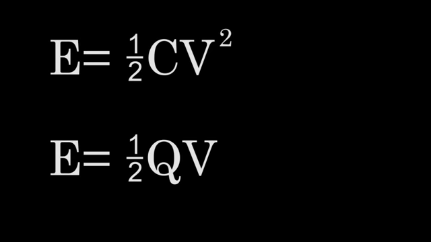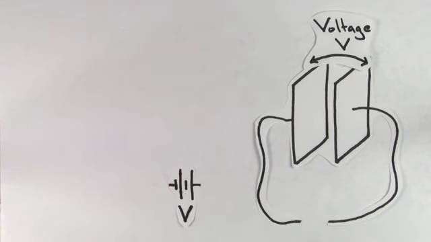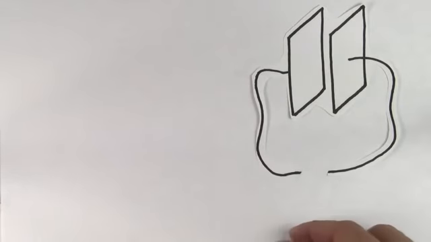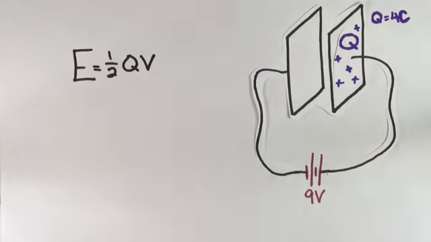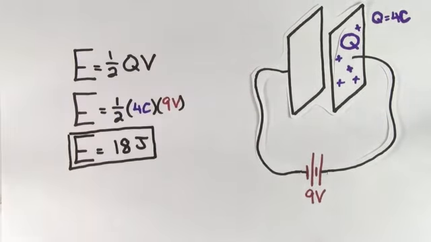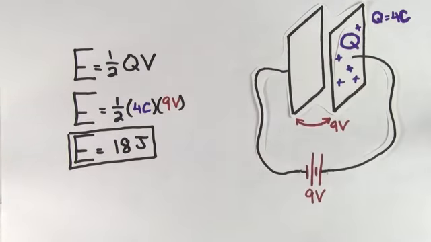But you have to be careful. The voltage V in these formulas refers to the voltage across the capacitor. It's not necessarily the voltage of the battery in the problem. If you're just looking at the simplest case of one battery that has fully charged up a single capacitor, then in that case, the voltage across the capacitor will be the same as the voltage of the battery. So if a 9-volt battery has charged up a capacitor to a maximum charge of 4 coulombs, then the energy stored by the capacitor is going to be 18 joules, because the voltage across the capacitor is going to be the same as the voltage of the battery.